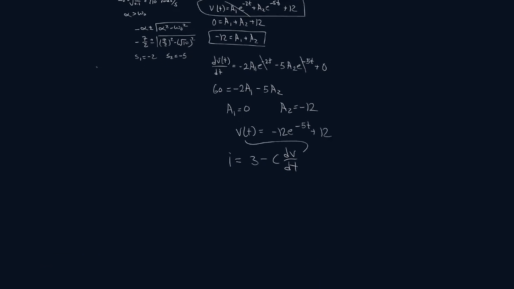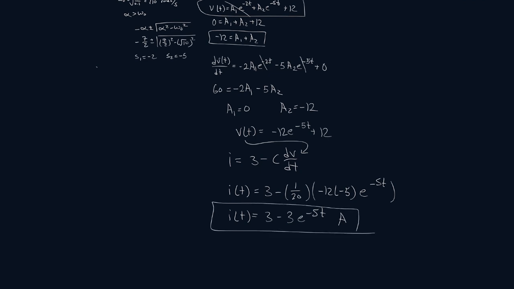And we just plug in V into here. So it'll be 3 minus the capacitance, which is 1 over 20, times minus 12 times minus 5 e^(-5t). And that should give you 3 minus 3 e^(-5t) amps. And yeah, those are your answers.